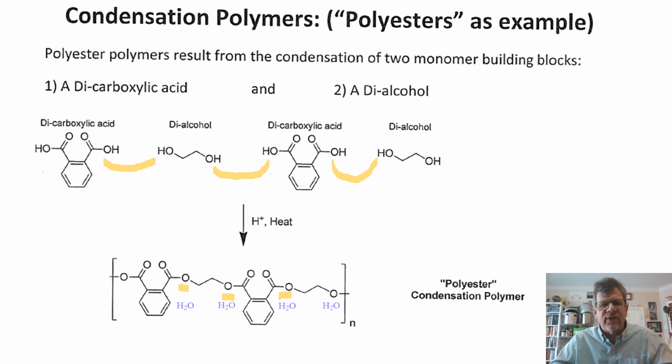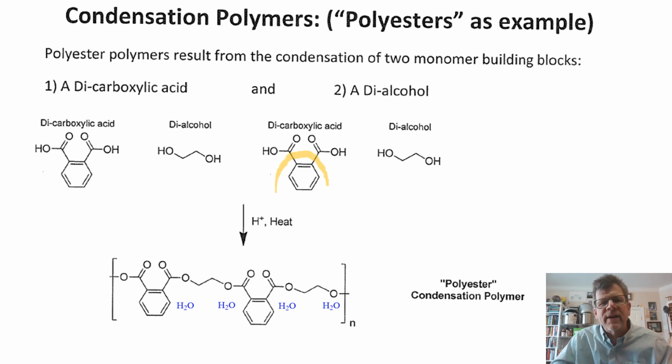Of course, in each case, we would be spitting out water. Water would come out because water is a result of this. That would just end up in the reaction vessel. But we've formed a polyester. Now, again, polyesters we're familiar with in clothing materials. They have many other types of application depending on what the structure of the dicarboxylic acid and the dialcohol are.